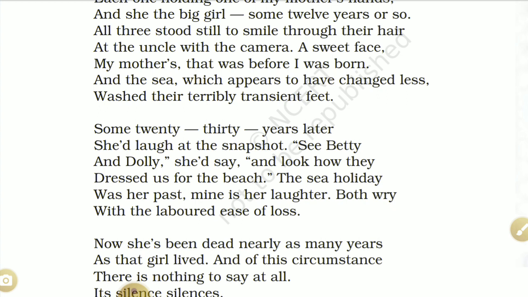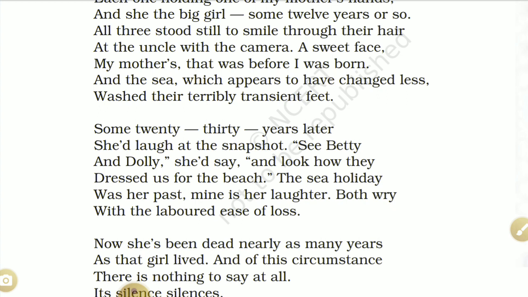So many years had passed and she was watching the photograph. So the sea holiday was her past. She was remembering the past, and mine is her laughter. See from here, this is about the third stage of time. See, the poet's mother was watching the photograph after 20 or 30 years. That is the second stage of time. Now, mine is her laughter.